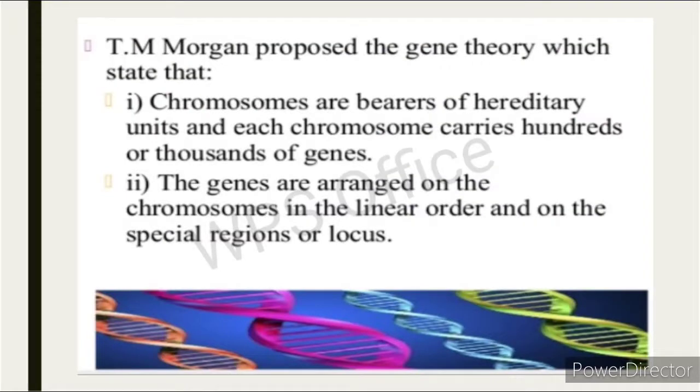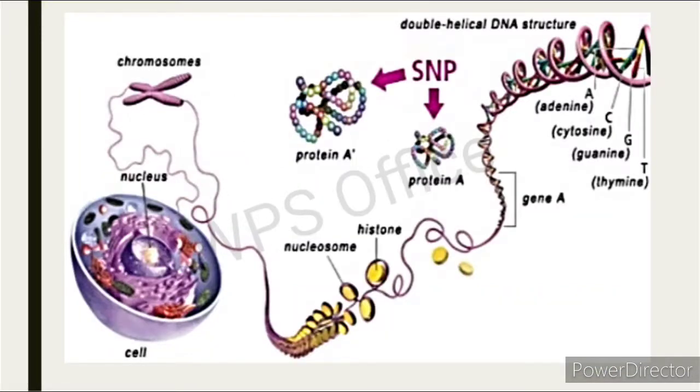T. H. Morgan proposed the gene theory, which states that chromosomes are bearers of hereditary units and each chromosome carries hundreds or thousands of genes. The second is that genes are arranged on the chromosomes in a linear order and in special regions, or loci. This figure is the chemical structure of DNA.